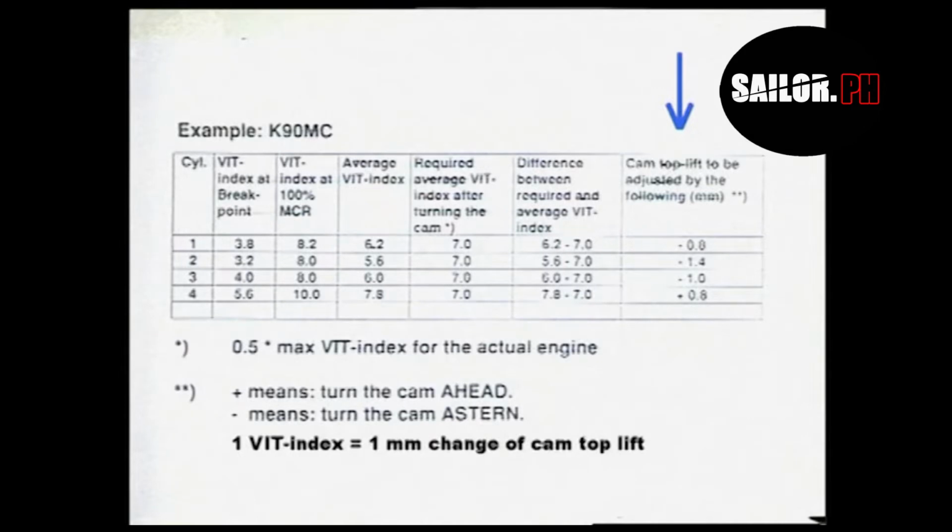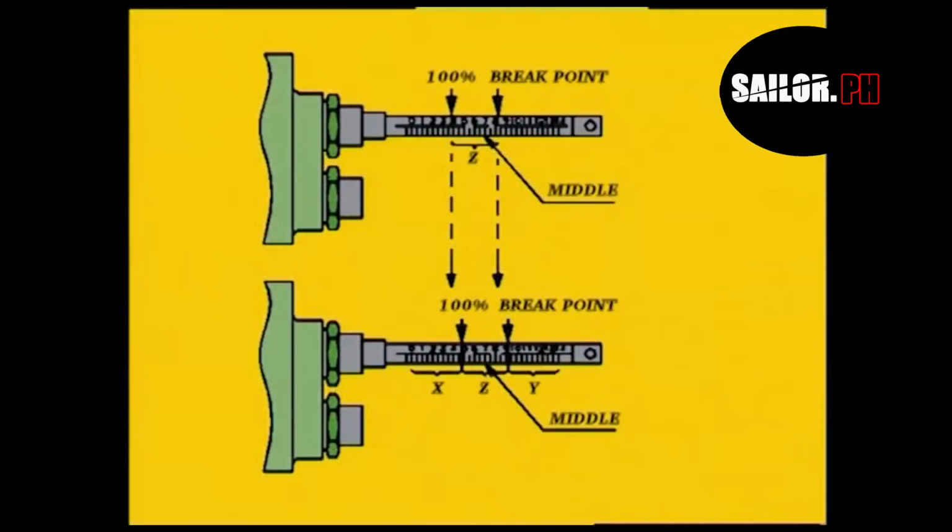If the result exceeds 0.5 mm, the cams must be turned according to step 1.6 of this film, after step 1.5 has been completed. The purpose of turning the cams is to distribute the breakpoint and 100% MCR service points evenly around the middle value of the VIT rack.